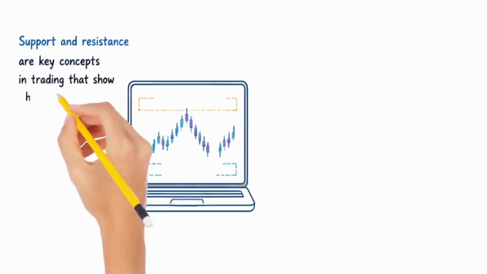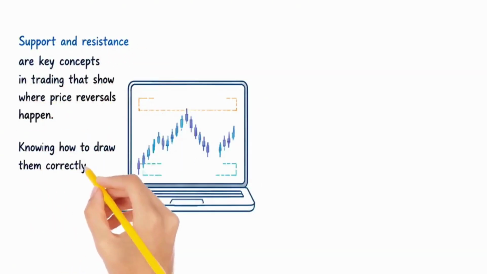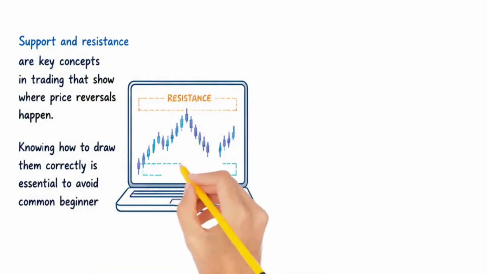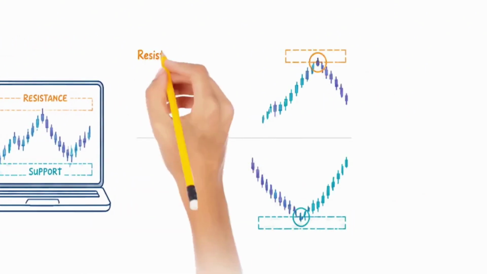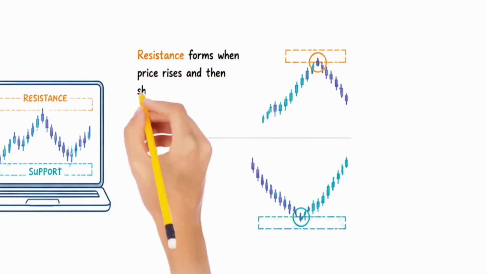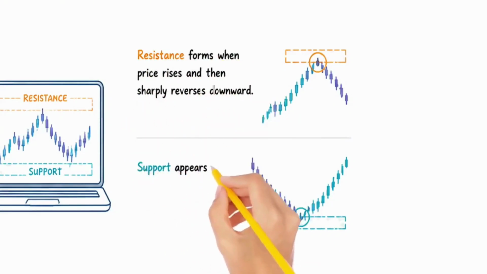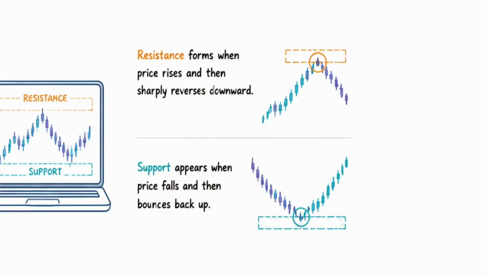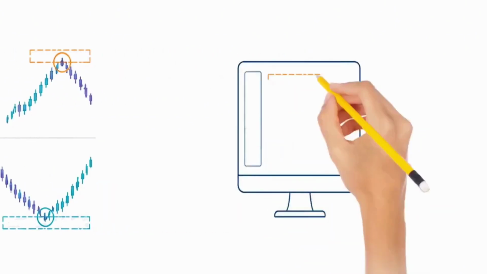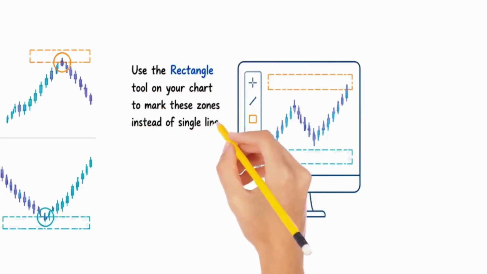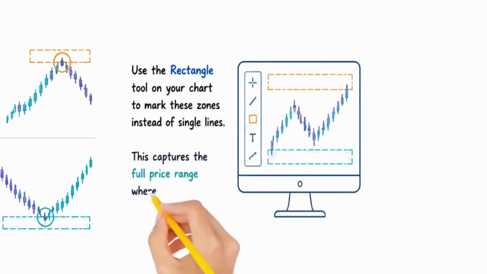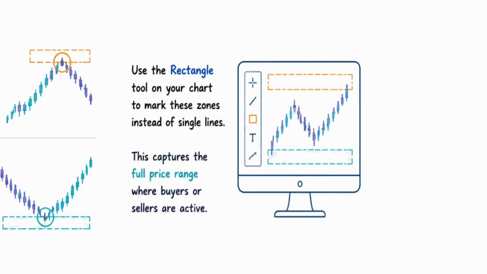Support and resistance are key concepts in trading that show where price reversals happen. Knowing how to draw them correctly is essential to avoid common beginner mistakes. Resistance forms when price rises and then sharply reverses downward. Support appears when price falls and then bounces back up. Use the rectangle tool on your chart to mark these zones instead of single lines. This captures the full price range where buyers or sellers are active.